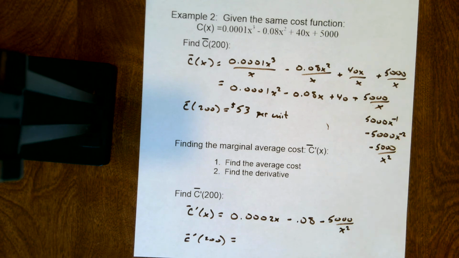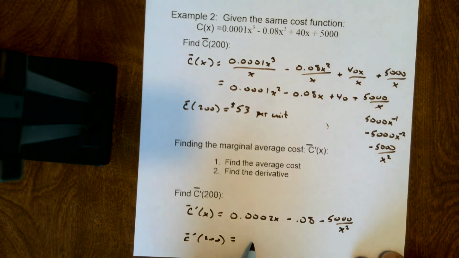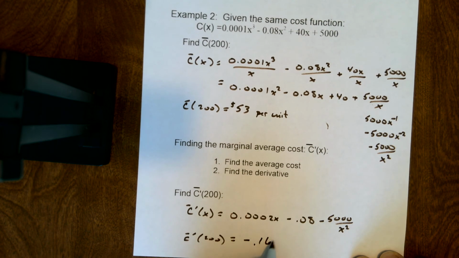I'm just going to put it on my main screen, since I'm about done with it. 2/10,000 times 200 minus 1/800 minus 5,000 divided by 200 squared. My fingers aren't working today. So that gives me negative 0.165.